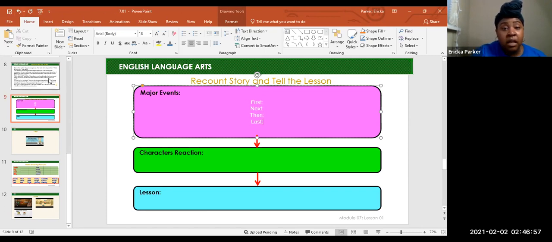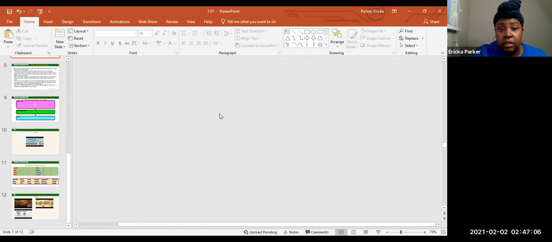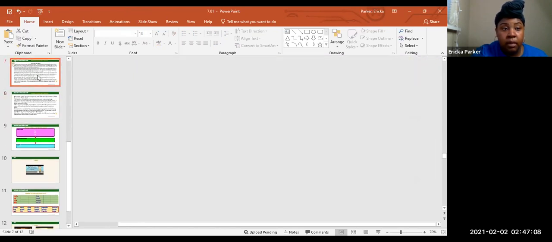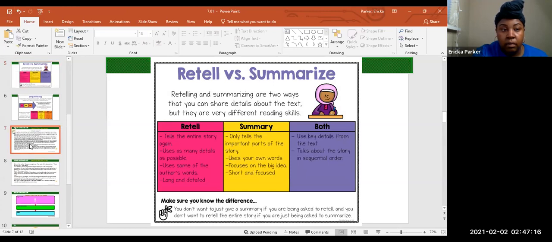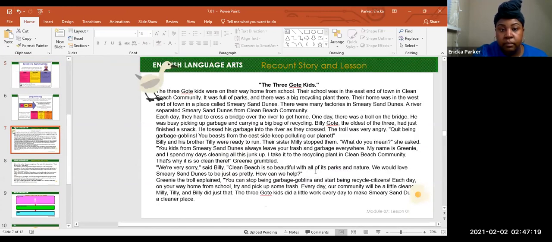All right. So let's go back to our story. We're going to go ahead and fill in what happened first. So what happened first in this story? Sometimes the best thing for you to do is go back to the beginning of your story and see what we have here. Let's start from the beginning. The three Goatee kids were on their way home from school.